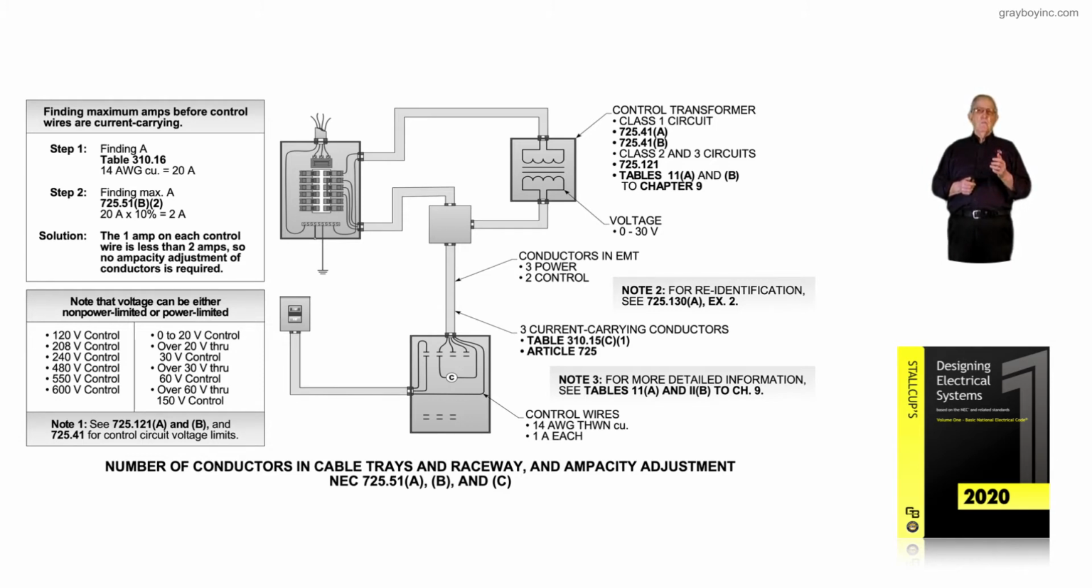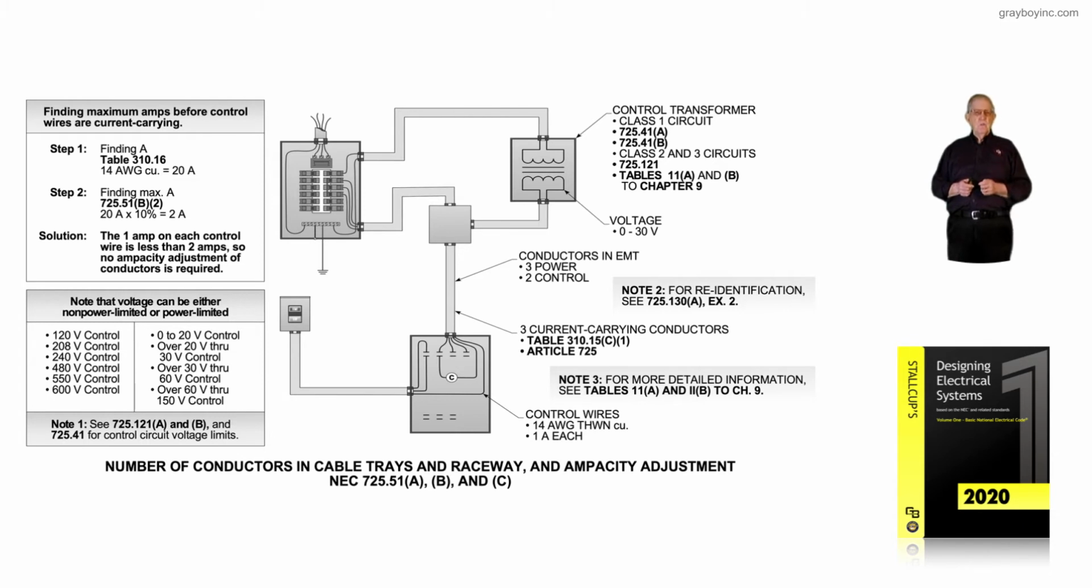Now, going over to the information on the left-hand side of the illustration, notice we are finding the maximum amps before the control circuits are current carrying. So we're using Table 310.16 in the 2020 NEC, and a number 14 conductor is good for 20 amps to us in, say, the 60-degree column or the 75-degree column, the column that we're using.